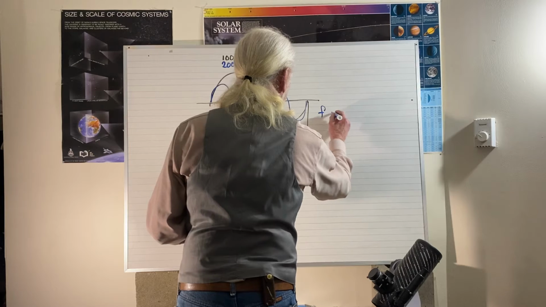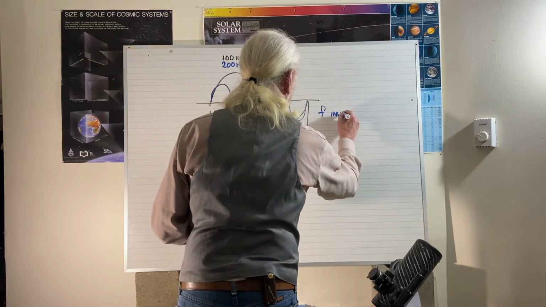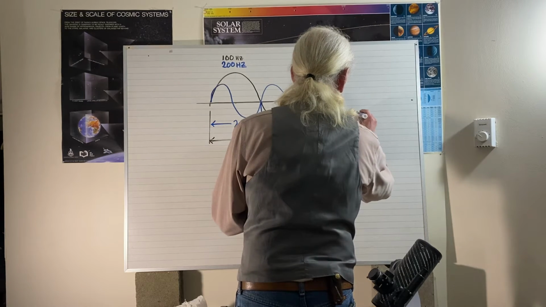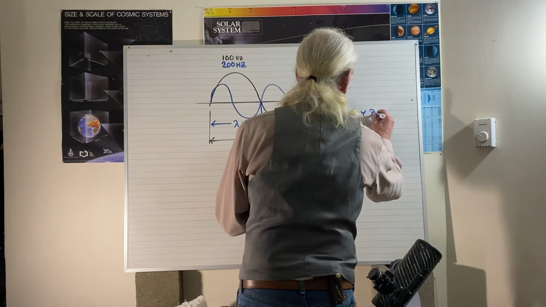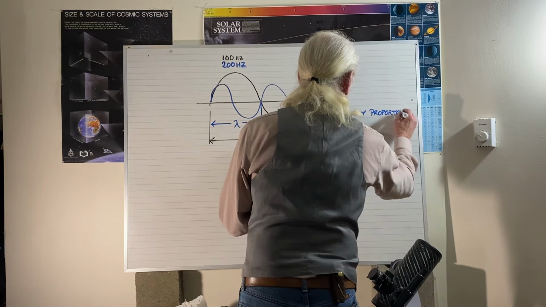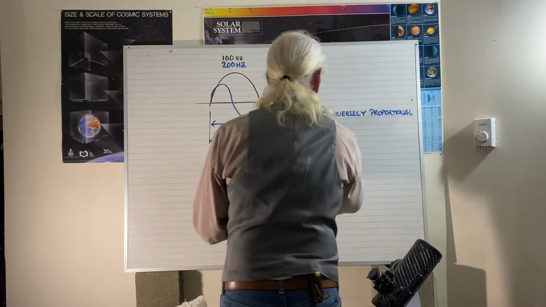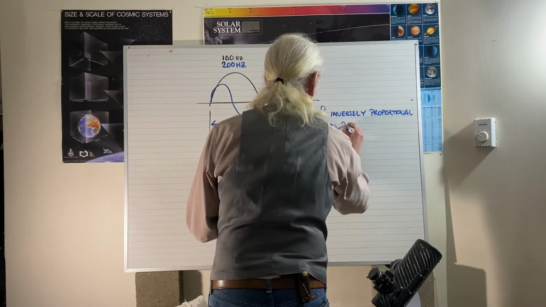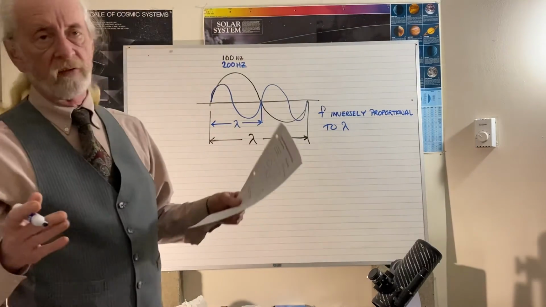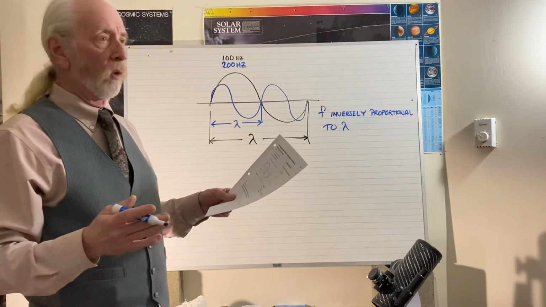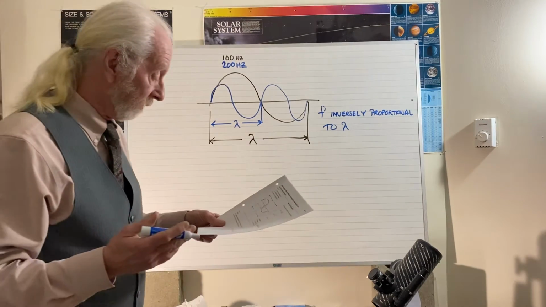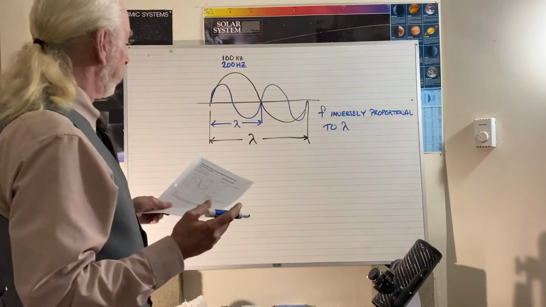Frequency is inversely proportional to wavelength, which is just a fancy way of saying if one gets bigger, the other gets smaller. If one gets smaller, the other one gets bigger. That's how it works.